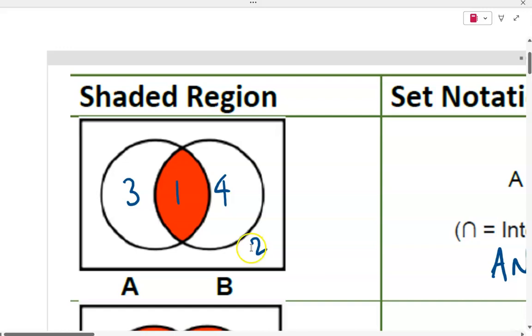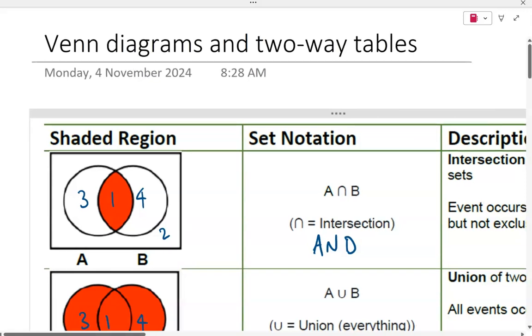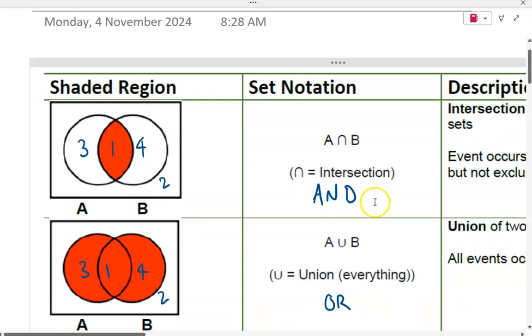Now, this part of the Venn diagram, where the 2 circles cross over, is called our intersection, okay? If we're talking about the intersection, this is the notation for it, and the description is A and B. So you like apples and bananas. When you see that N-looking shape, think of the word and, all right?